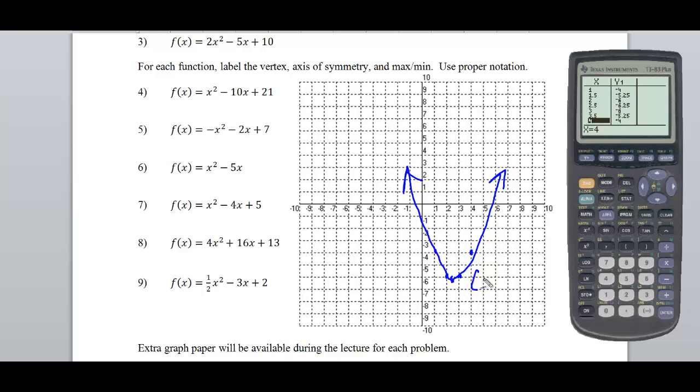Now I've got my vertex. Let's write that down before I forget it here. My vertex is 2.5, comma, negative 6.25, and then my axis of symmetry. I'm going to be a little careful with that one there.